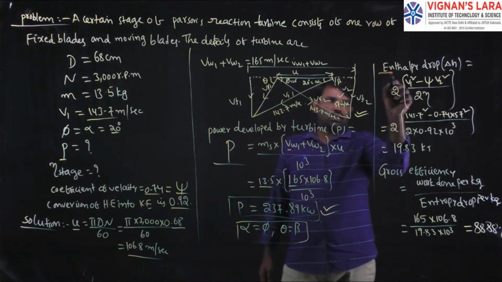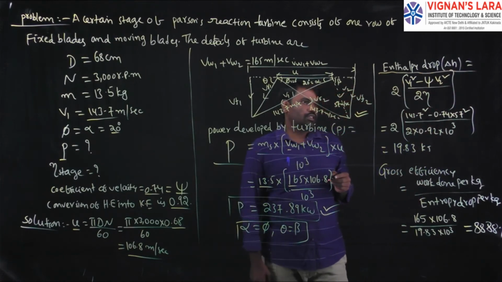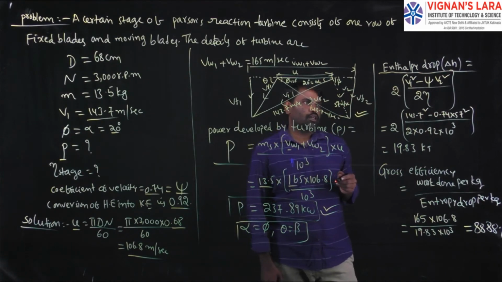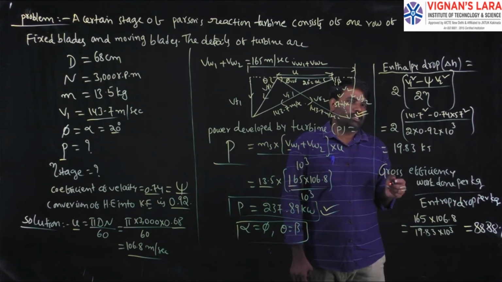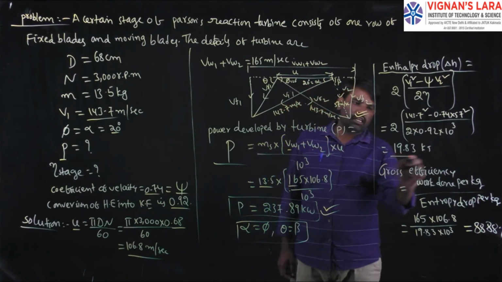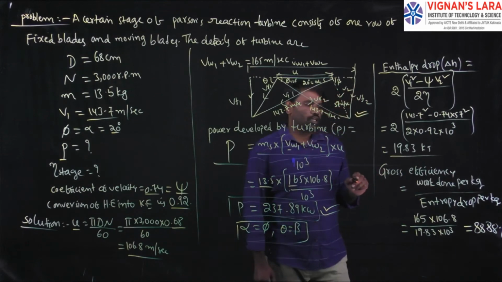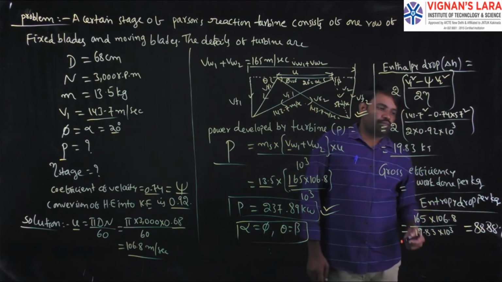The second important term we have to find is the enthalpy drop, which is equal to (V1 square minus psi into Vr2 square) by 2 into the efficiency of the turbine. That is equal to the enthalpy drop in a stage between the fixed blades and moving blades, which is 19.83 kilojoules. And the gross efficiency is work done per kilogram divided by enthalpy drop per kilogram.